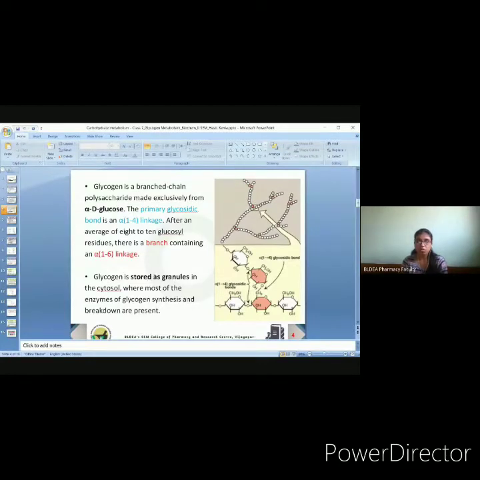Now, these glycogen molecules are stored in the form of granules within the cytosol. Now, cytosol has the majority of the enzymes.